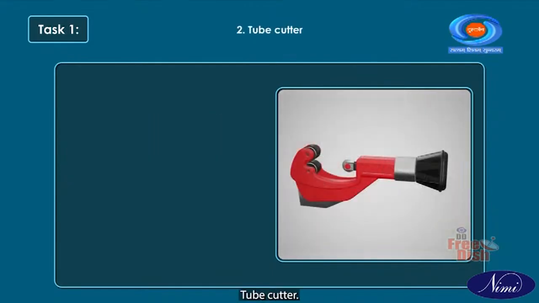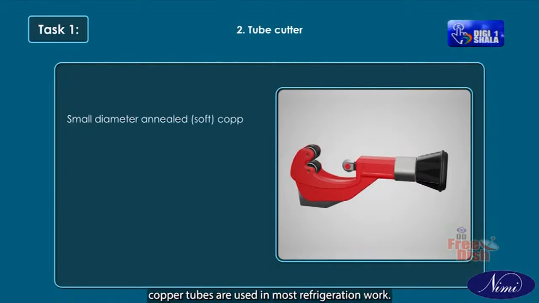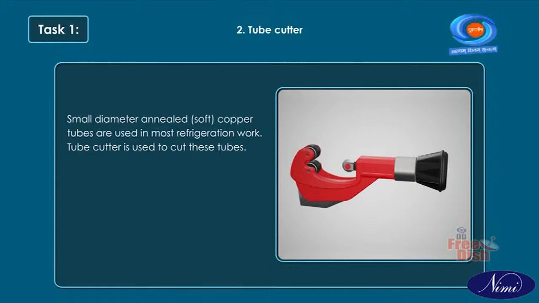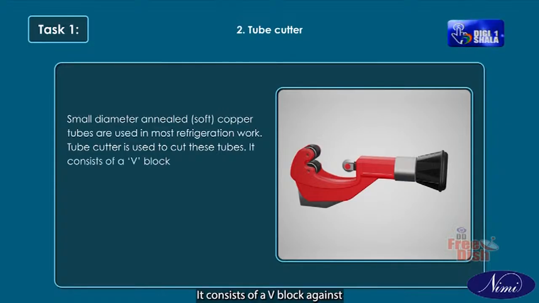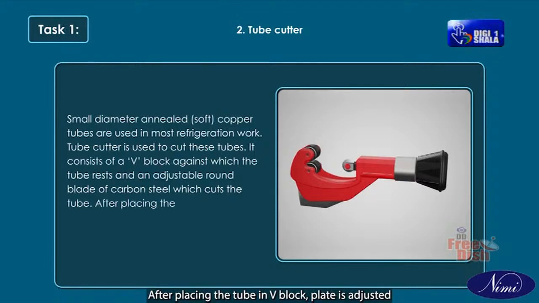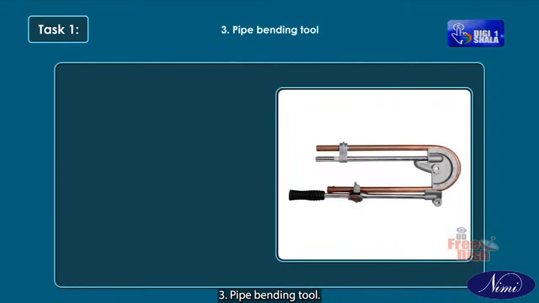Number 2. Tube cutter. Small diameter, annealed, soft copper tubes are used in most refrigeration work. A tube cutter is used to cut these tubes. It consists of a V-block against which the tube rests and an adjustable round plate of carbon steel which cuts the tube. After placing the tube in the V-block, the plate is adjusted and the tube cutter is revolved around the tube to cut the tube.